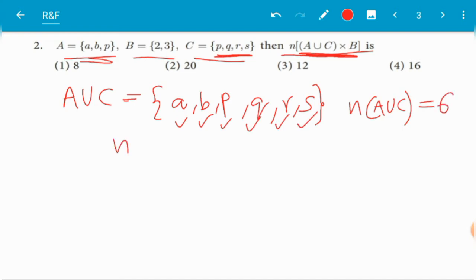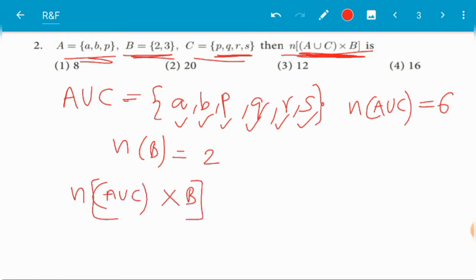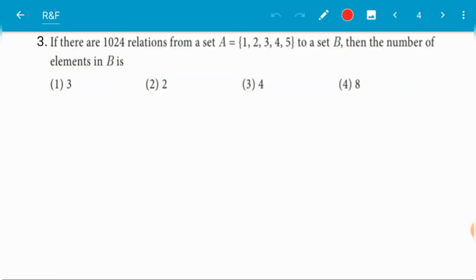So the number of elements in B, you can see here 2 elements we have. So they are asking the number of elements in (A union C) cross B. How will it come? Just multiply the number of elements in A union C with the number of elements in B. So 6 into 2 will give you 12. So 12 is the correct answer. Option 3 is the correct answer. Hope you understand. Let's move to the next question.